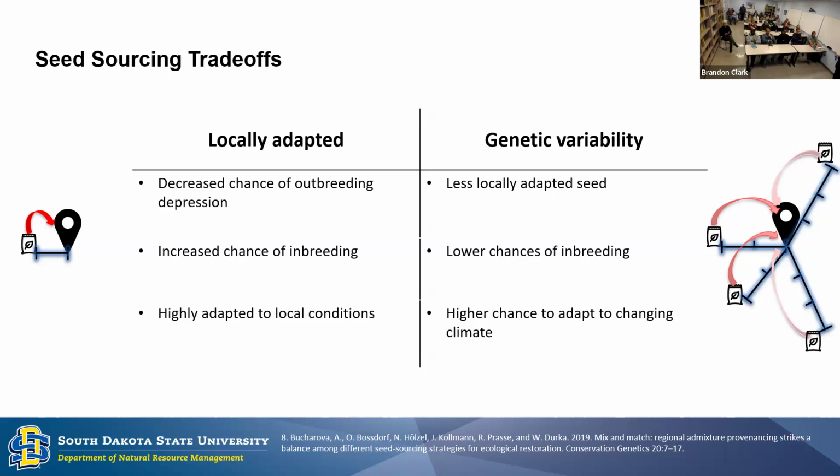Whereas when you prioritize genetic variability, the seed might be less locally adapted, but has a lower chance of that inbreeding depression and a higher chance to adapt to a changing climate in multiple directions. And that can be visualized with these diagrams, with the dark red representing more locally adapted and lighter red arrows being less locally adapted.